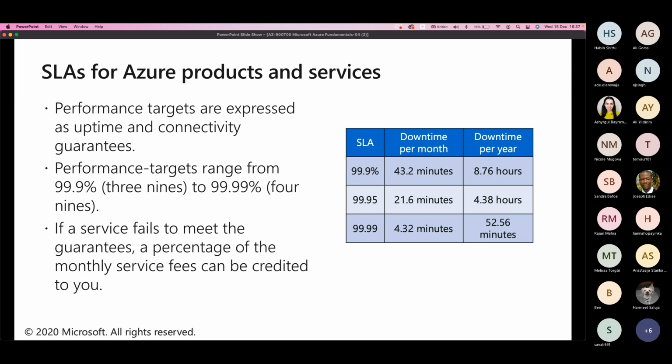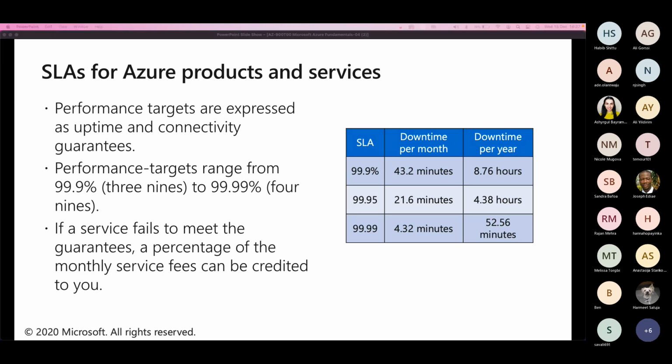If a service fails to meet the guarantees, a percentage of the monthly service fees will be credited to you, and that happens through an automatic system in the background.